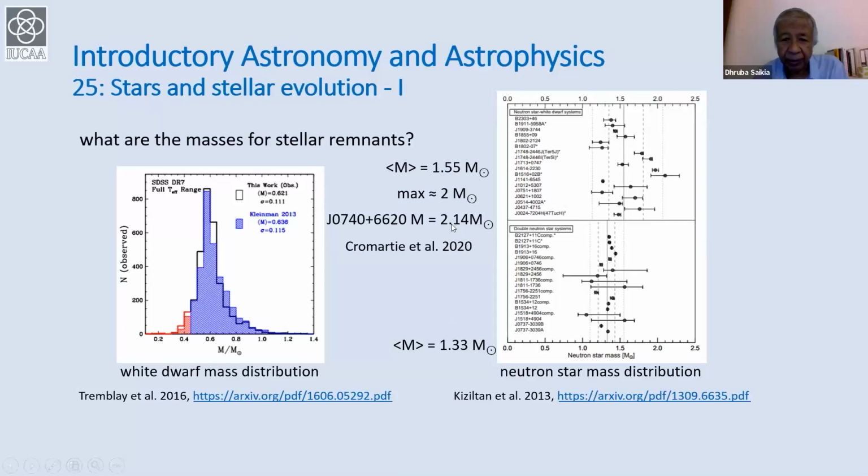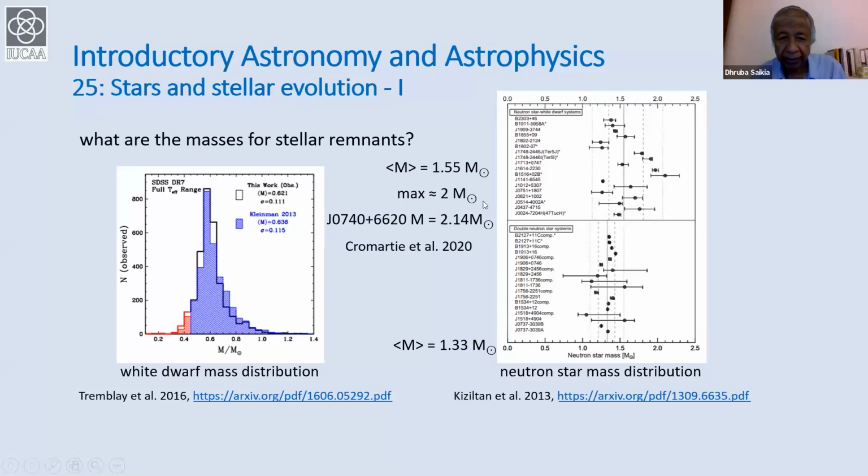And if you look at neutron stars, there seems to be a slight difference in masses depending upon whether the neutron star is in a white dwarf binary companion or a neutron star companion. And these have been estimated from binary systems, so they're reasonably accurate. You can see it's in the ballpark of 1.55, 1.33. And one of the largest masses, I don't know if this has been exceeded or not, was reported in 2020, that is last year, of 2.14 solar masses.